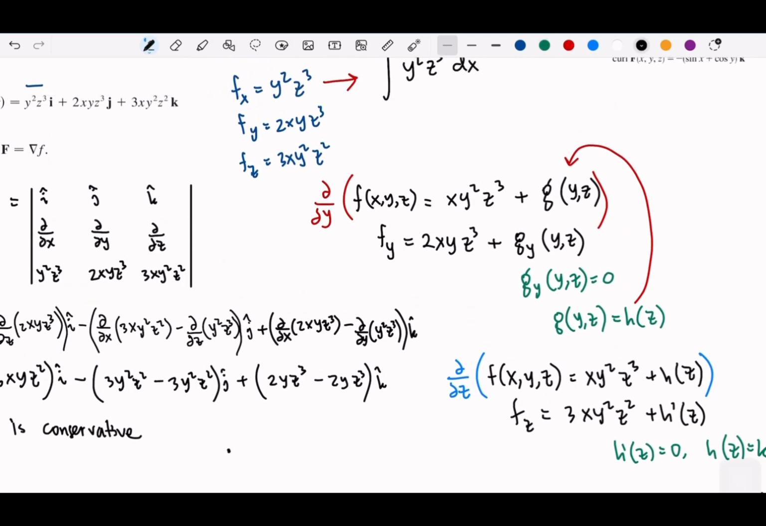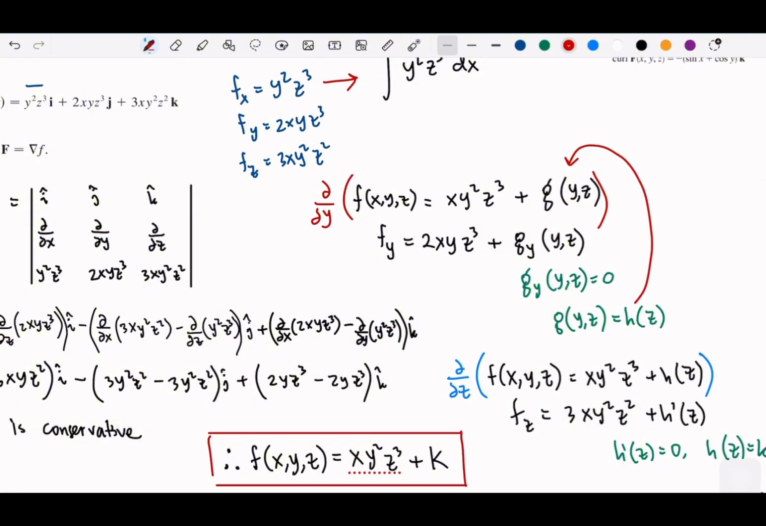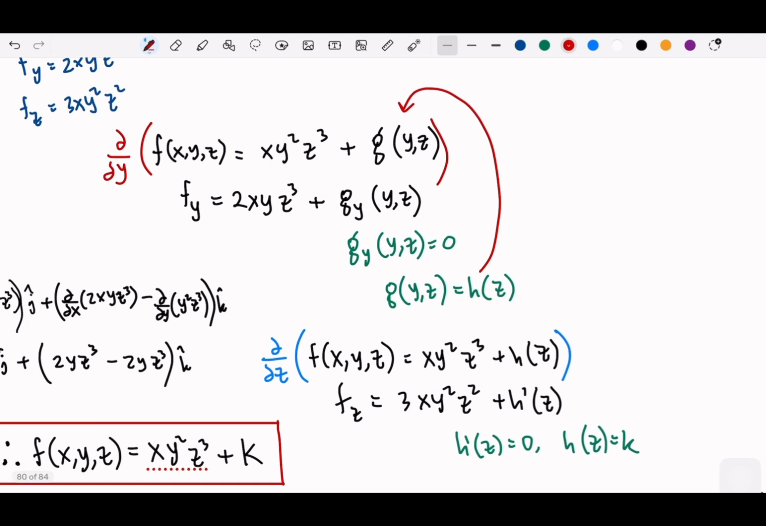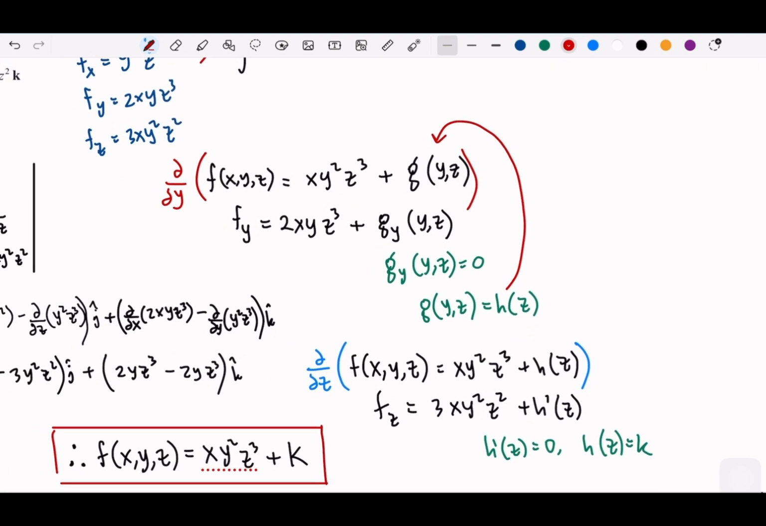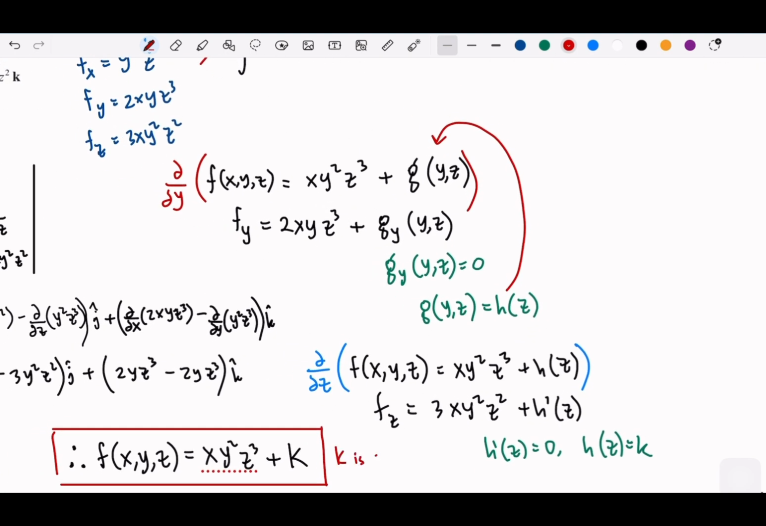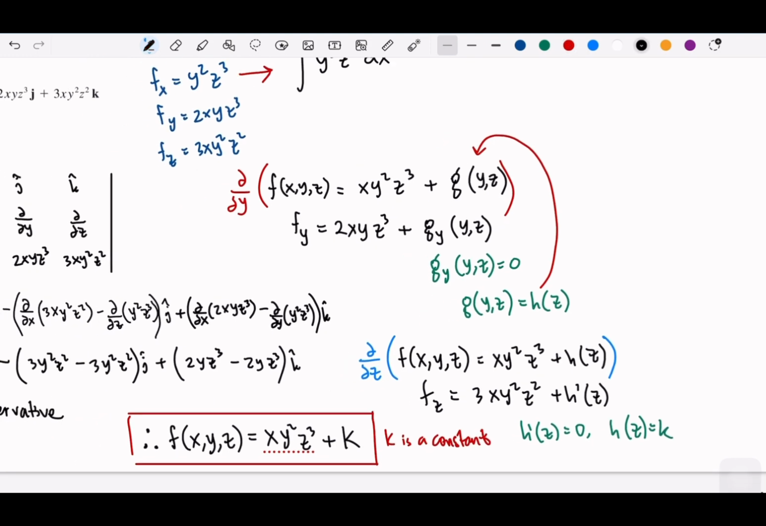Finally, let me write the final conclusion for the function. F(x, y, z) will be equal to xy squared z cubed plus a constant k. Or maybe if you want to write c, it's okay, but I will write k. So k is a constant.